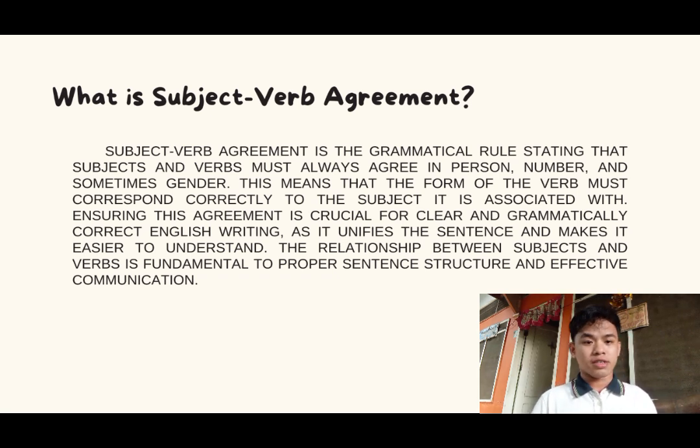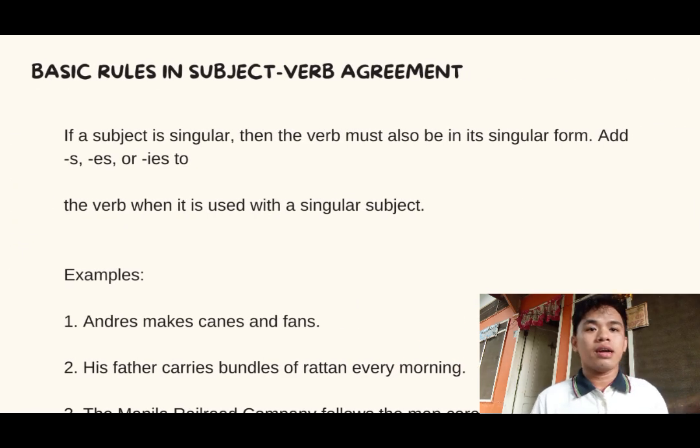So for the basic definition, subject-verb agreement is the agreement between the subject and the verb. So how the subject acts when the verb is like this and how the verb acts when the subject is like this. So it's like vice versa. So let's proceed to the basic rules in subject-verb agreement.